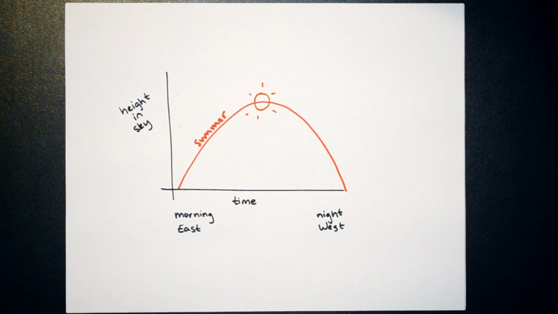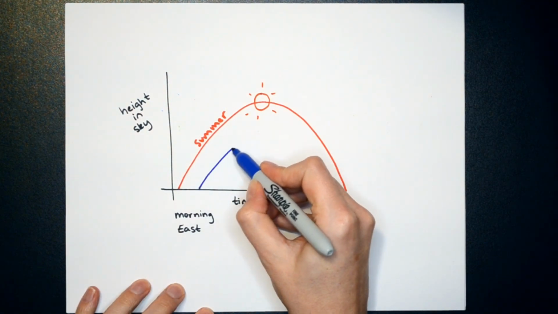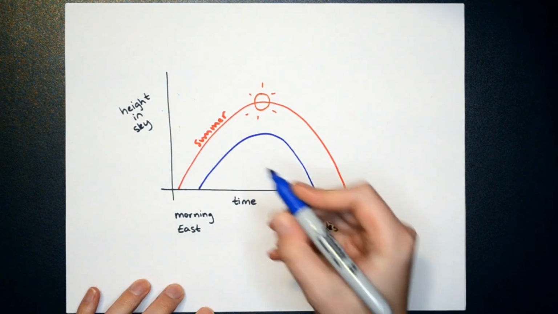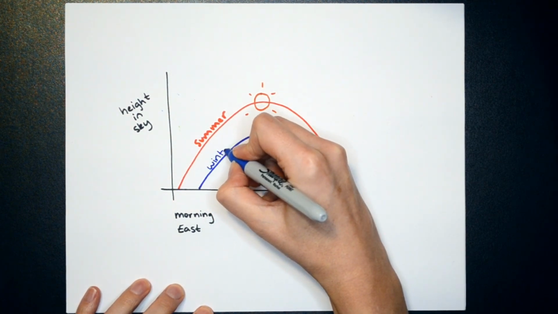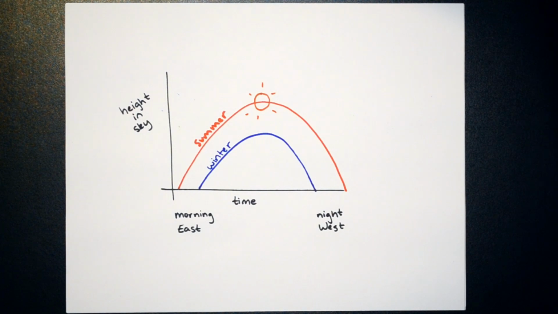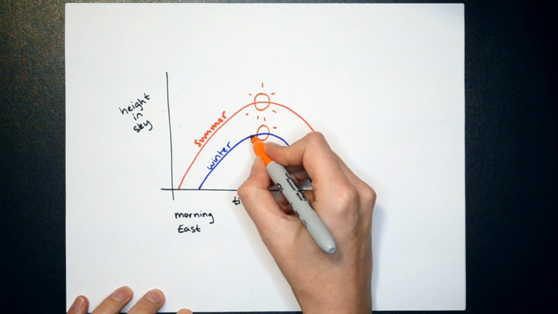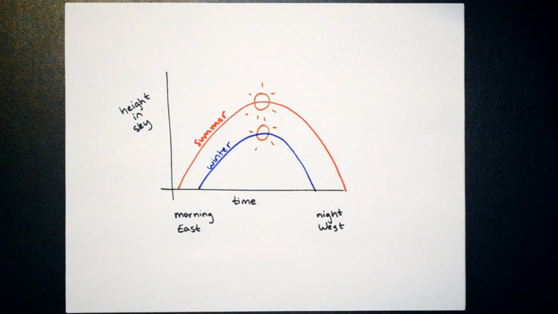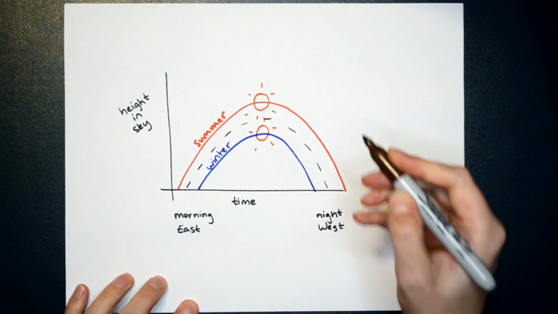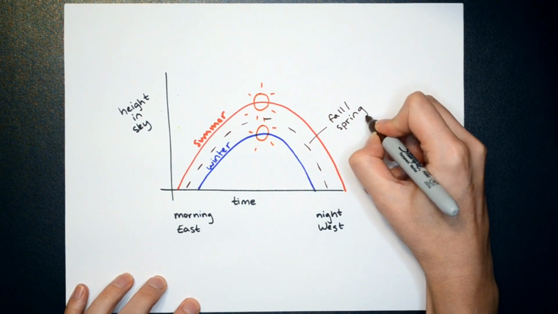In comparison, during the winter, the sun rises later and sets earlier, and the sun reaches a lower point in the sky. So in winter, we have lower light intensity as well as fewer daylight hours, leading to colder temperatures. Spring and autumn fall in between the summer and winter plots.